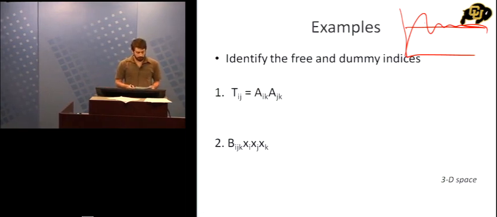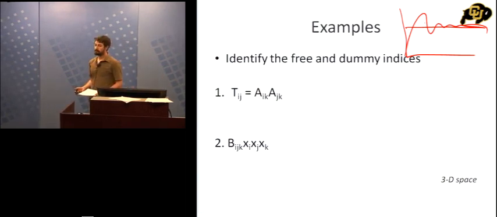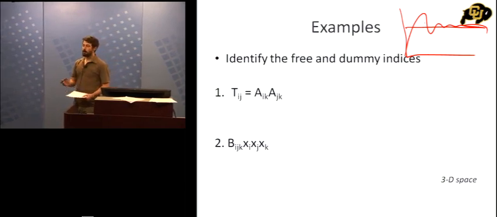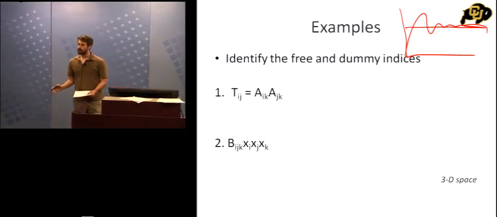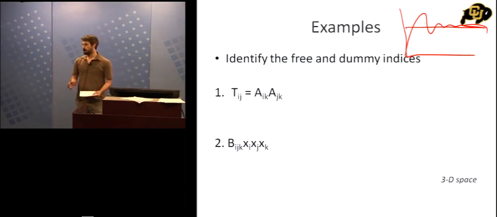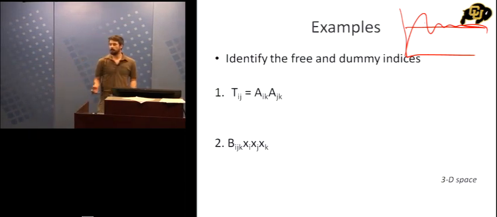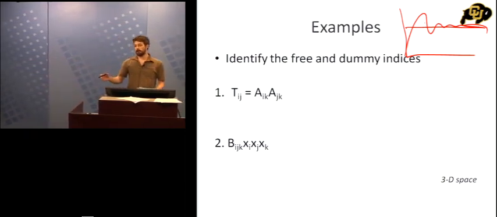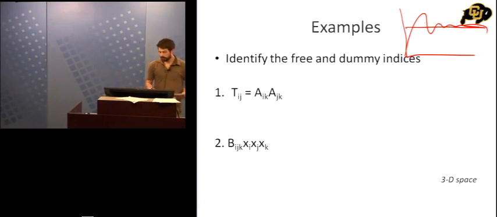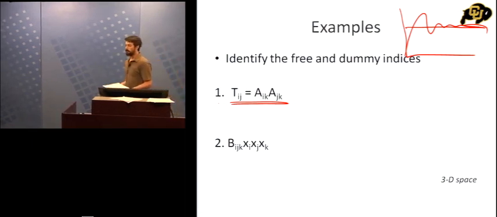So first things first, a dummy index. Could someone just shout out what a dummy index represents? Right, it's a summation, and we sum over the values of that index. So if the index ranges from 1 to 3 because it's three-dimensional, then we would sum three components. So again, using this guy as an example, the dummy index is which index? K. And then we have this idea of the free indices.